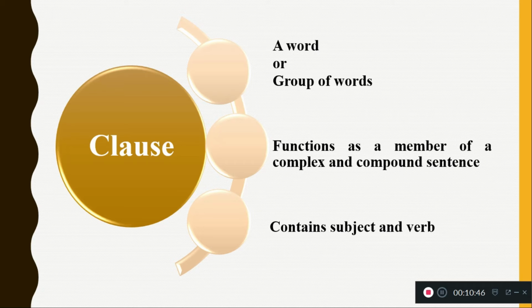Now I shall discuss clause and types of clauses. First, what is a clause? A clause can be a word or a group of words. A clause functions as a member of a complex and compound sentence. That means we find clauses only in complex and compound sentences. Finally, a clause contains a subject and a verb, especially a finite verb. There can be no subject in a clause, but a finite verb is required to be in a clause.